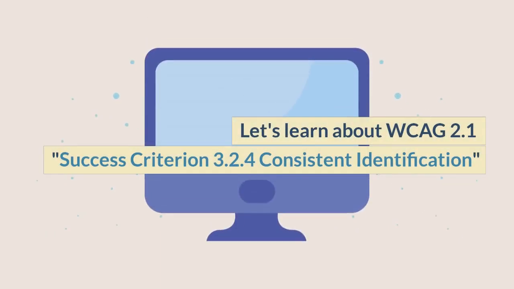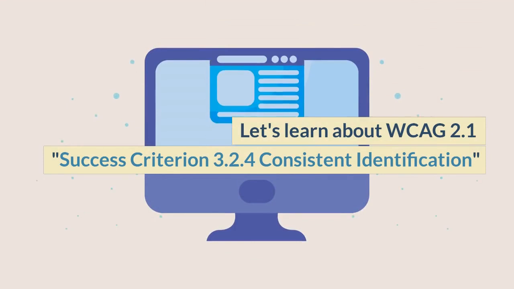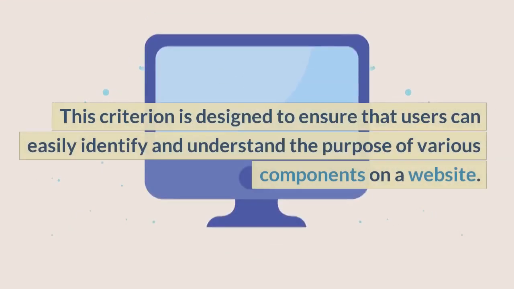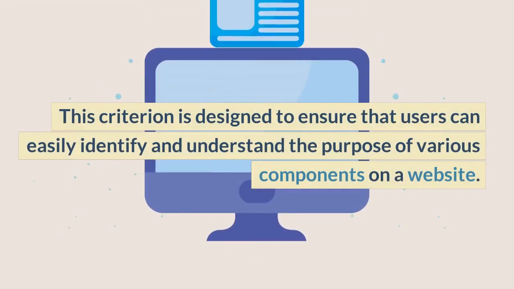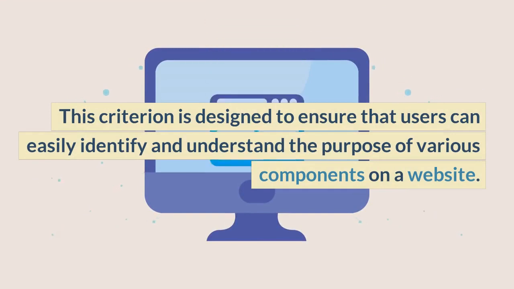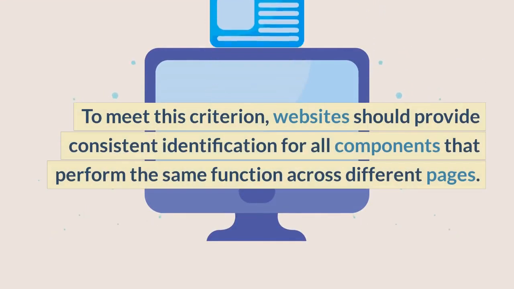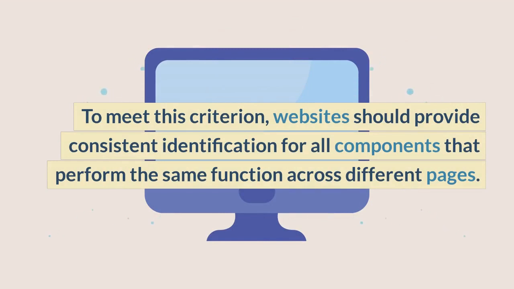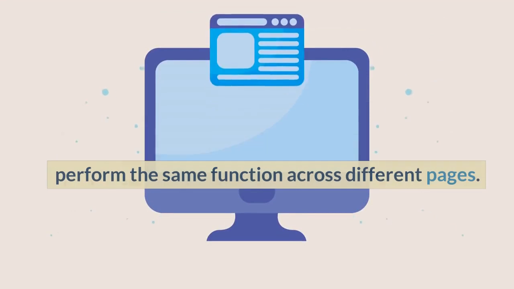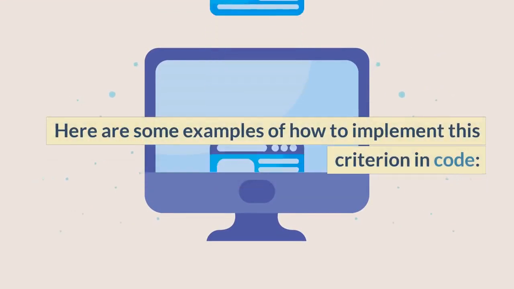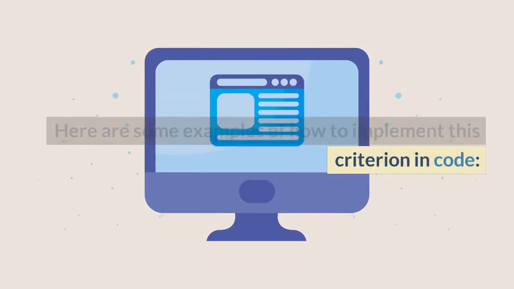Let's learn about WCAG 2.1 Success Criterion 3.2.4 Consistent Identification. This criterion is designed to ensure that users can easily identify and understand the purpose of various components on a website. To meet this criterion, websites should provide consistent identification for all components that perform the same function across different pages. Here are some examples of how to implement this criterion in code.